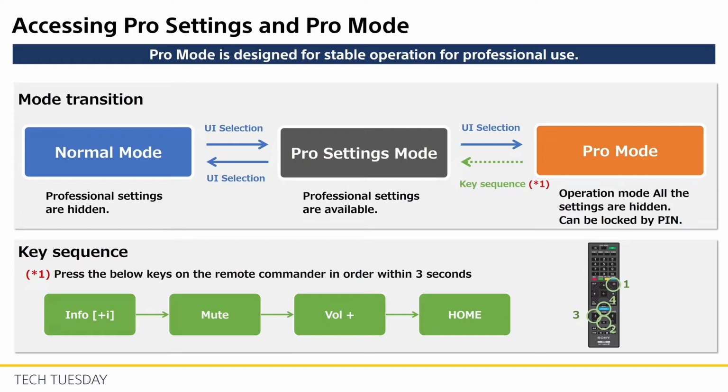Now, the Pro Mode tool icon by default gets hidden whenever you start Pro Mode. So you can enable it in the Pro Settings menu to be visible while you're in Pro Mode. Or you can use this key sequence. This key sequence on the IR remote control always works. It's the info button, mute, volume plus, home. That'll work always, whether you've locked pro mode or you're in the pro mode operation, this key sequence will always work.